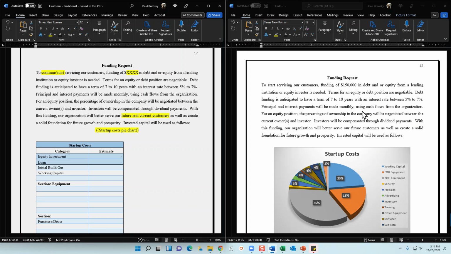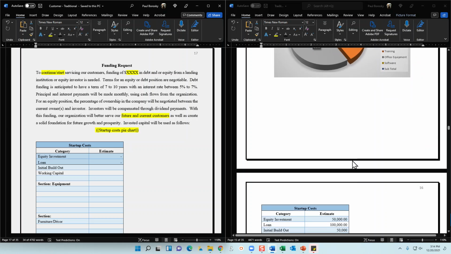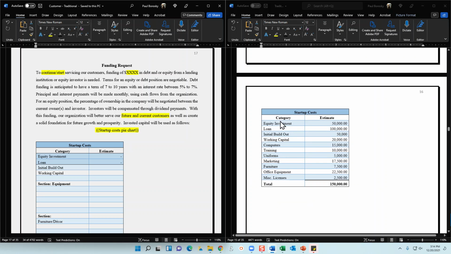Also, with the funding request, we're going to have a startup cost. So I'm going to break down the startup cost into percentages, and then down here, we're going to have a startup cost where the first 2 lines are your equity investment, your loan if you're going to have one.